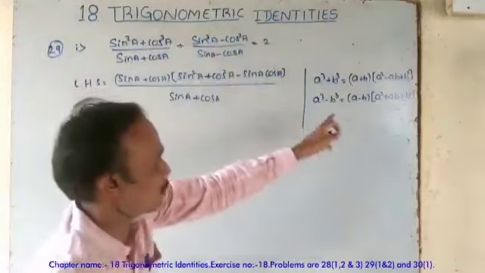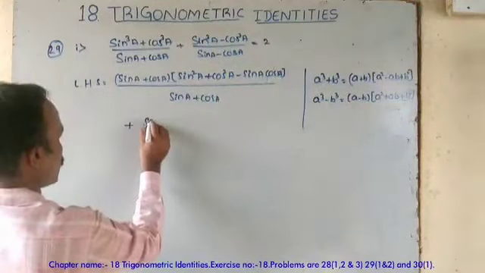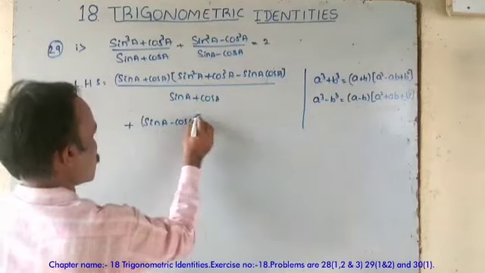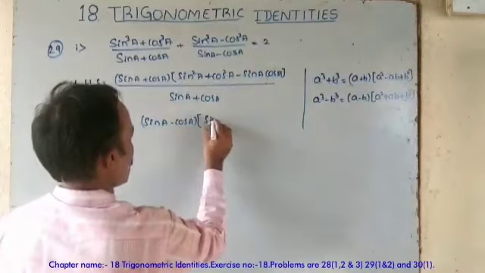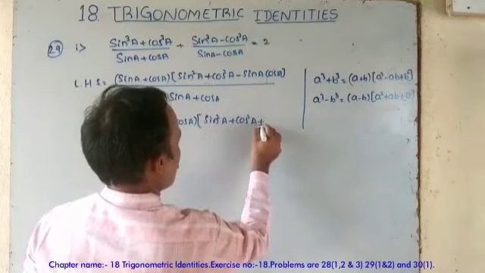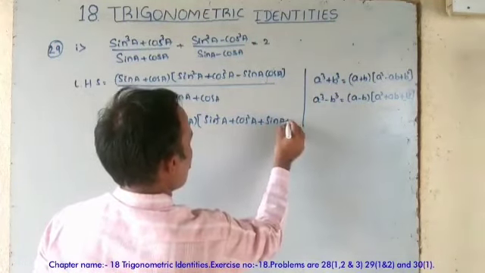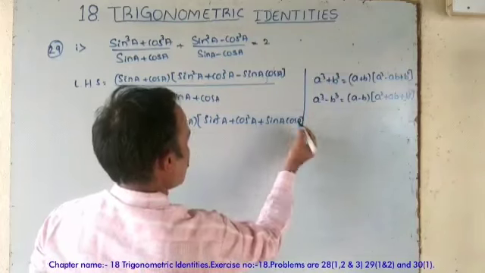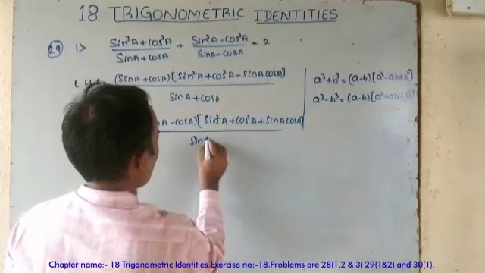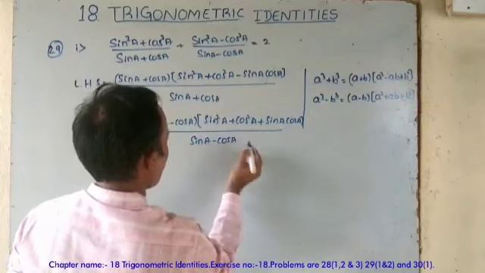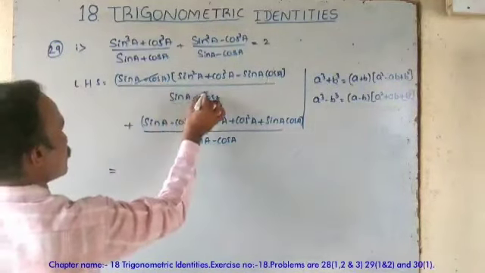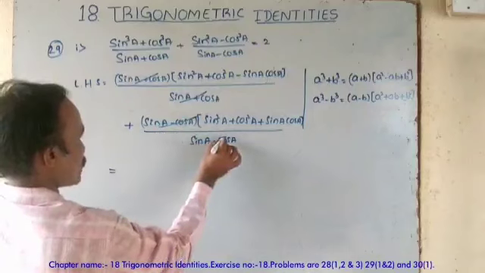Similarly here also, a cube minus b cube: a minus b, sin A minus cos A, into a square sin square A plus b square cos square A plus ab sin A into cos A, divided by sin A minus cos A. So this is equal to, plus, these two get cancelled. Here also these two get cancelled.